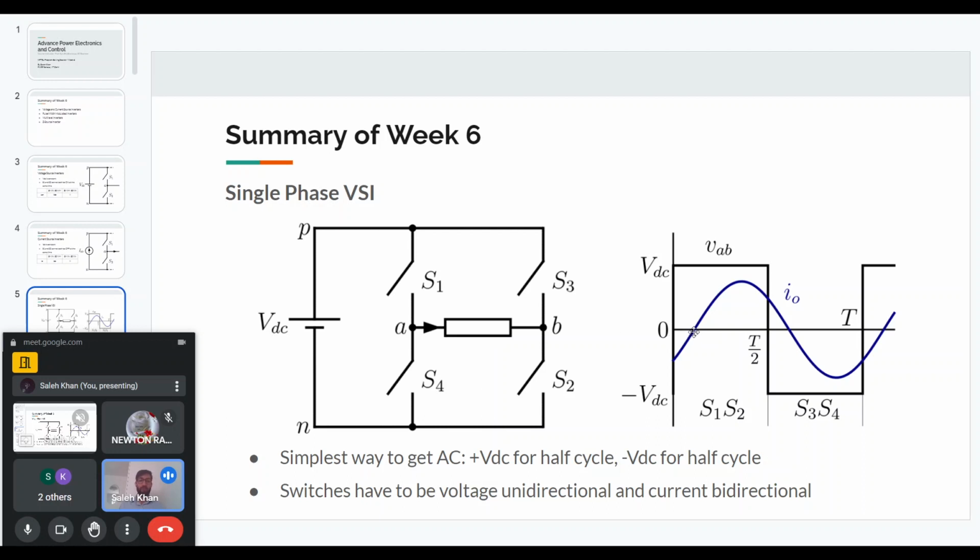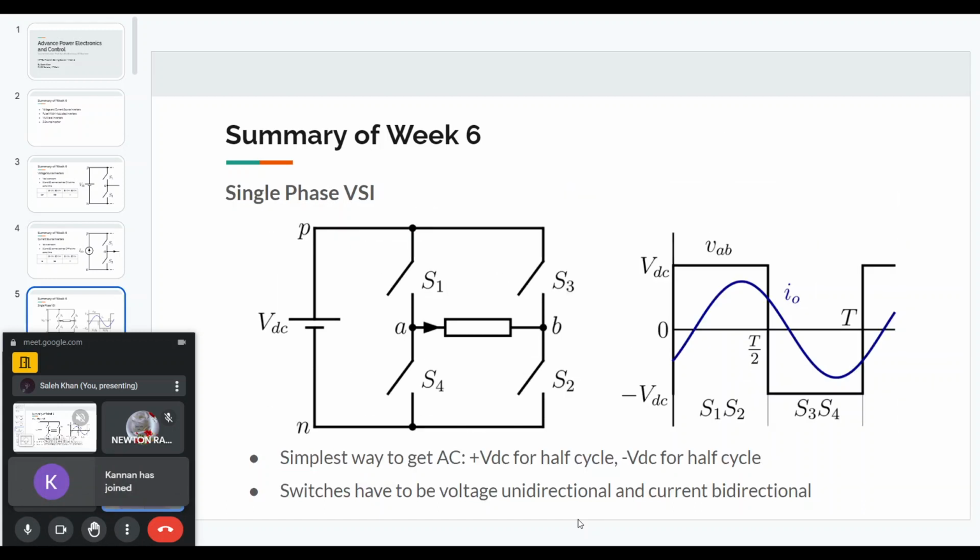For example, here we see that S1 and S2 are on, but the current is negative. Because of the lagging current, initially the current is negative, so it is flowing from B to A. And then the current becomes positive. Later on, again for S3 and S4, you will see that the current can be both positive as well as negative. So for VSI, the switches have to be voltage unidirectional and current bidirectional. For CSI, it will be different, but focusing on VSI right now, this is the switch requirement.